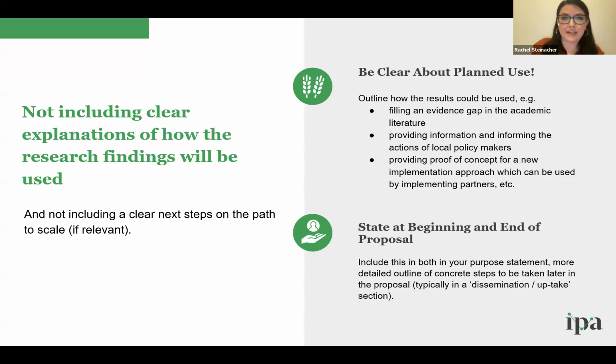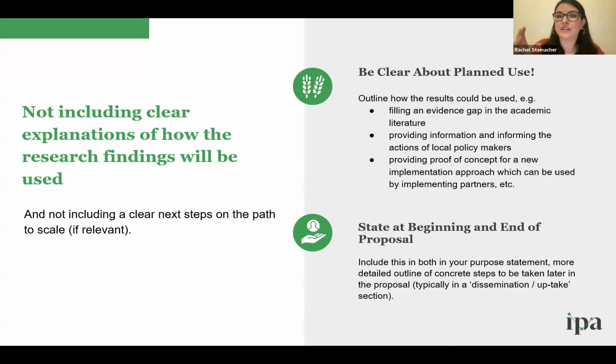Next issue we see is many proposals don't include a clear explanation on how the research findings will be used, including clear next steps on the path to scale if that's relevant and something the donor's looking for. So donors are increasingly demanding this. Simply just publishing an academic publication is often not considered sufficient project output by many funders. A fix: you include a clear outline of why the study results would be relevant in the field and how the results could be used.